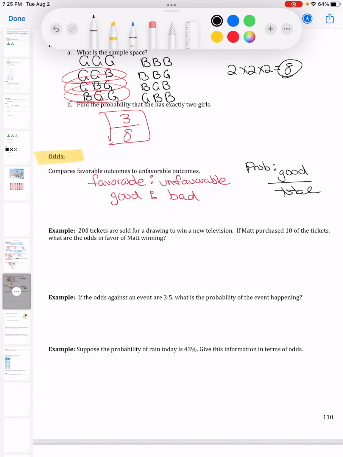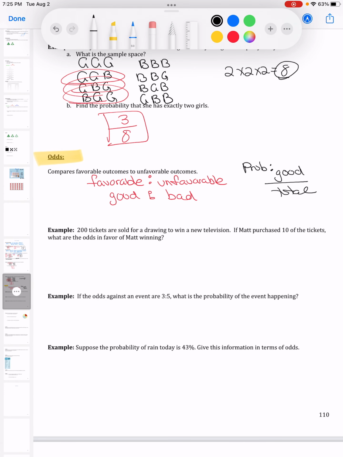So let's look at some examples. For this first one, 200 tickets are sold in a drawing, and Matt purchased 10. What are the odds in favor of winning? With odds, you never use the total. We want that good stuff to the bad stuff, or favorable to unfavorable. There are 10 good tickets, and if there are 200 total tickets and 10 of them are good, there are 190 of them that are bad. So the bad would be 190.